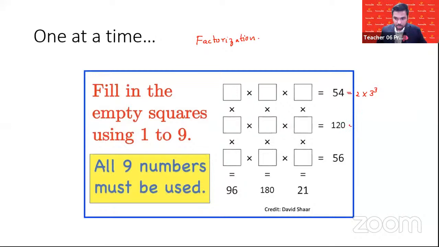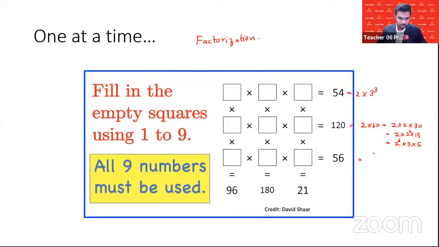What is the prime factorization of 120? 120 is 2 into 60, and 60 is 2 into 30. Let us write this number first as 2 times 60, which is 2 into 2 into 30, which is nothing but 2 into 2 into 15, but 15 is nothing but 5 into 3. So we have 2 cubed into 3 into 5. This is the prime factorization.